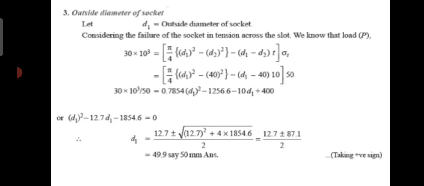Let d1 equal the outside diameter of the socket. Considering the failure of the socket in tension across the slot, we know that P equals pi by 4 into (d1 square minus d2 square) minus (d1 minus d2) into t into sigma t. Here we want to find d1. If we substitute all values in this equation, we can find d1 equal to 49.99. So finally we may say d1 equal to 50 millimeter.